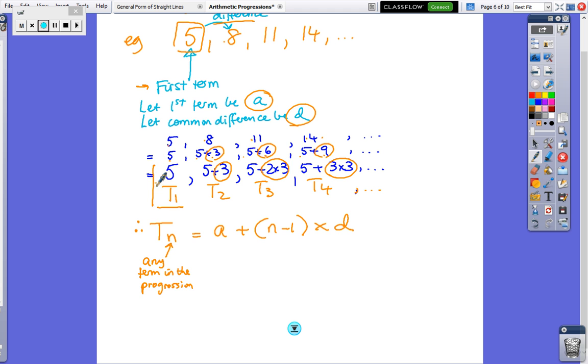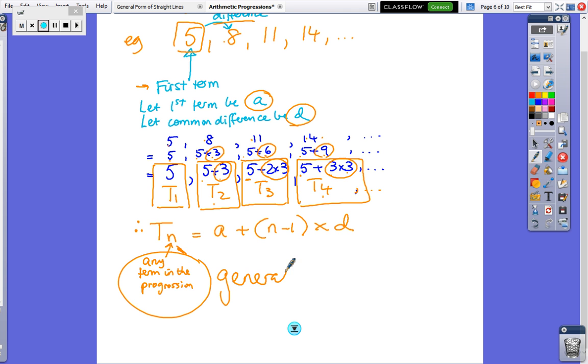The first term has just the first number, and then the second term has the number plus one difference, and then the third term has the number you started with plus two differences. The fourth number has the number you started with plus three differences. So to find any term in the sequence, which we call Tn, the general term, we start with the number we start with, and we add a multiple of the difference, and the multiple is one less than the number we're given.